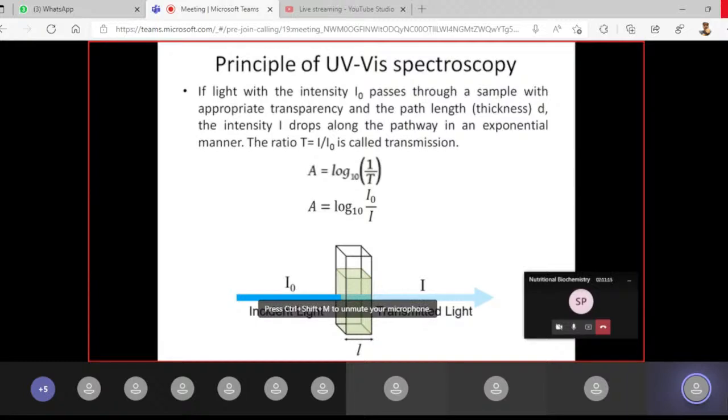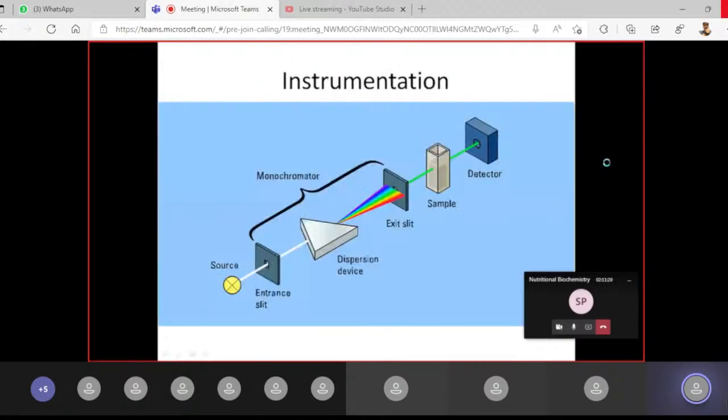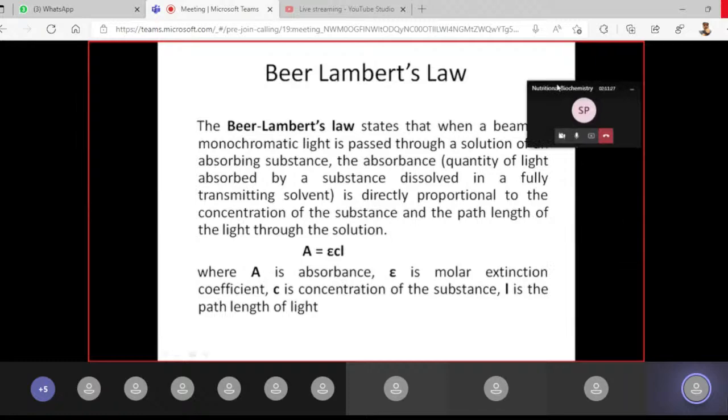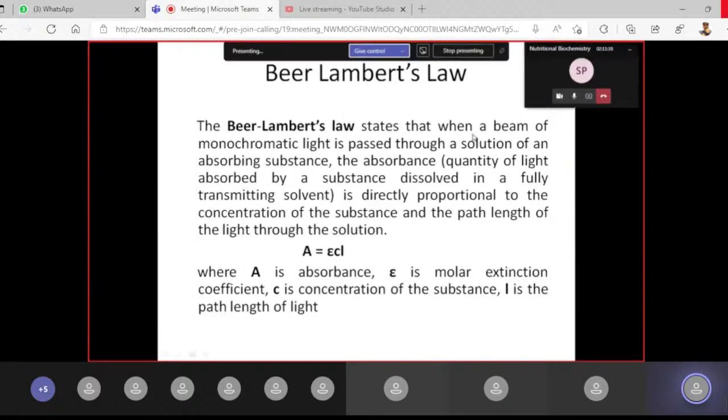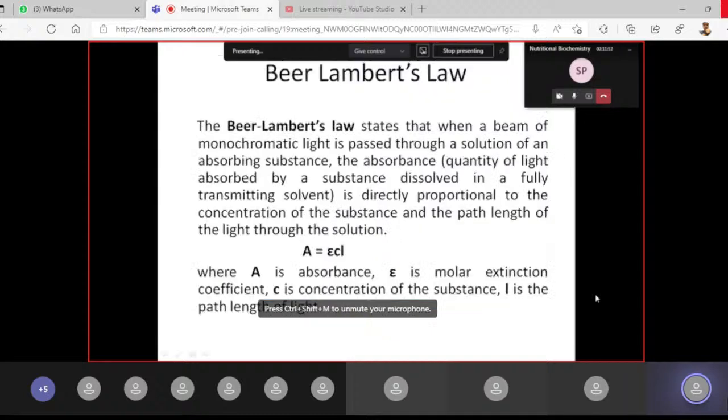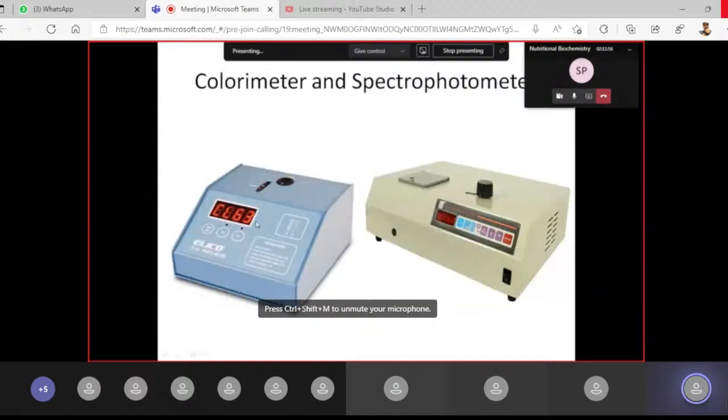So that is what is stated by the Beer-Lambert's law, which is the principle of spectrophotometry or UV visible spectroscopy. Now what does this Beer-Lambert's law state? Absorbance is the amount of light absorbed by your sample. As I showed you in the previous picture, more concentration, the color will be more, the amount of light absorbed will be more, and the value displayed on the calorimeter will be more. So the absorbance value shown here will be more.